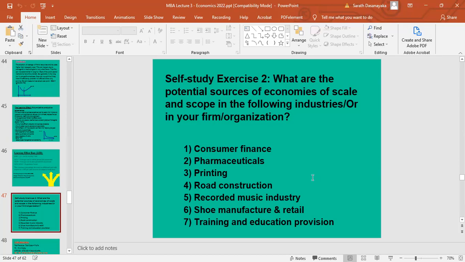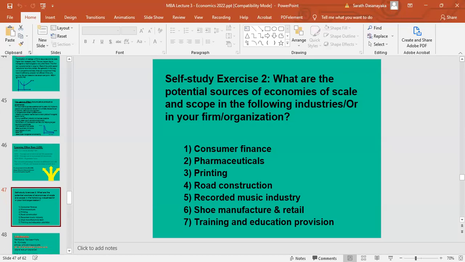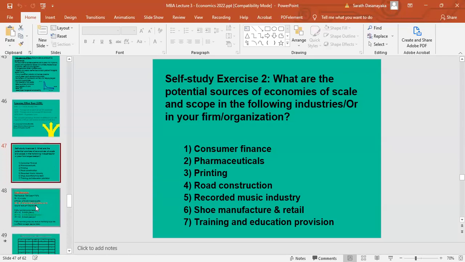Sometimes we do start. For instance, instead of developing our own labs, the medical faculty is now using the KDU labs and the Kotelawala Defence University medical labs, because we don't have the money to build them. That reduces our cost, and we can use that money for something else. In that way, there are plenty of things available external to Moratuwa University.